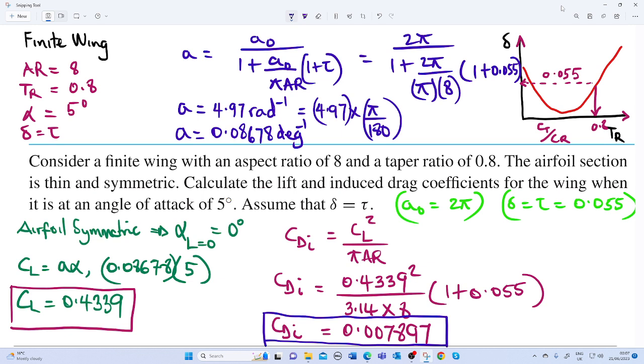Today we have another question on finite wing and how to calculate the coefficient of lift and the induced drag coefficient. Now let's read the following question.